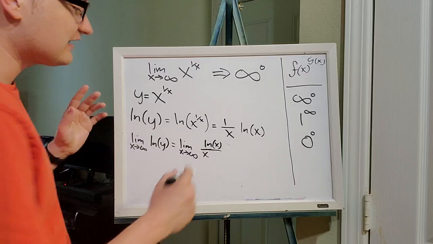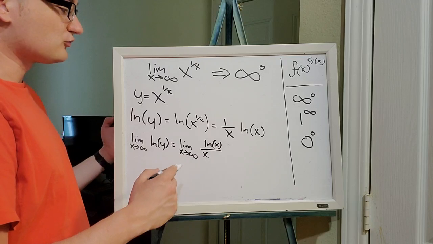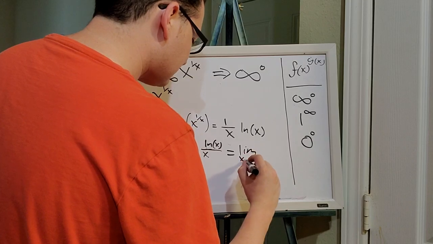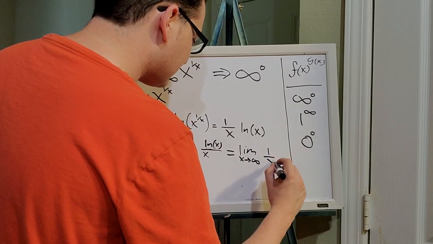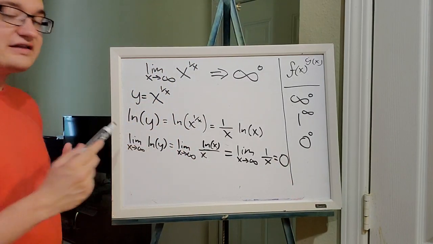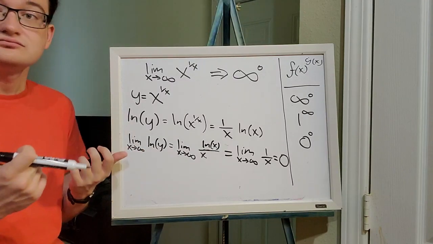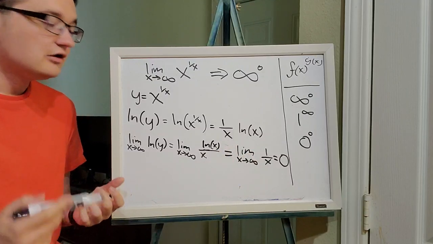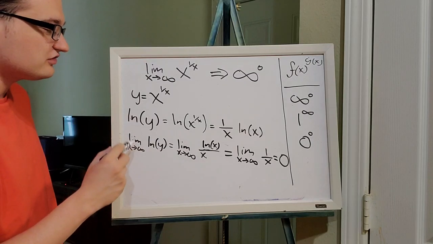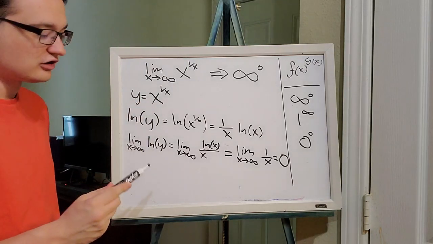We actually did this one for the last problem. If we take the derivative of the natural log, we get 1 over x. Take the derivative of x, we get 1. We're just taking the limit as x approaches infinity of 1 over x, which is 0. Okay. So what does the natural log of y go to as x goes to infinity? 0. Okay. But that's not what we're looking for, is it? We want the limit as x approaches infinity of normal y, of x raised to the 1 over x power.